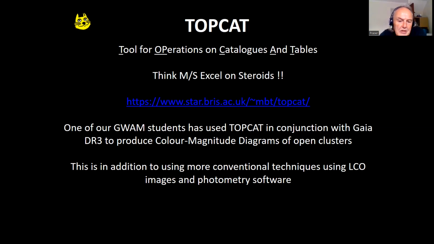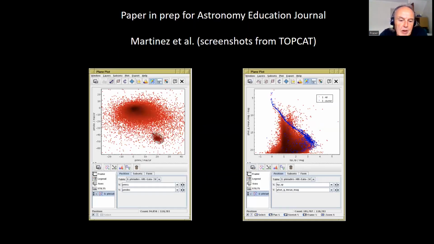So this, in a sense, is in addition to the more conventional technique you can use, such as a Las Cumbres Observatory telescope, to take some images of an open cluster, and you can use photometry software such as SalsaJ, such as Mercalli, such as AstroImageJ, and so on. You can use that in conjunction with something like Excel or even Python to produce color magnitude diagrams. So she's comparing what TOPCAT and Gaia produce with what you do in a more manual, I suppose, old-fashioned way. Here are a couple of screenshots from a paper that she is currently working on.